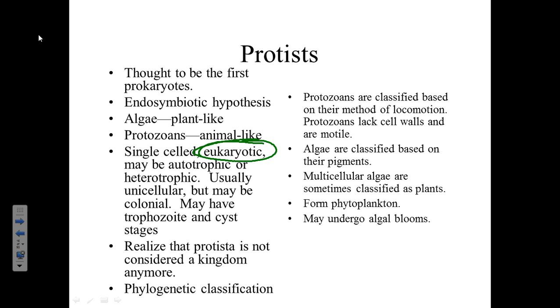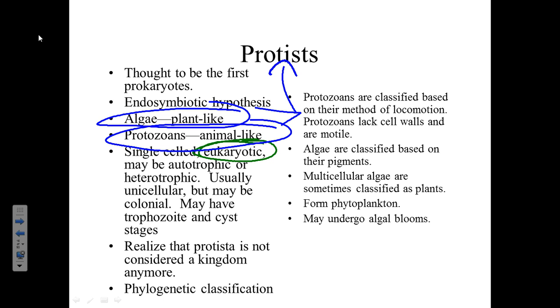Some of them are autotrophic, which means what? Make their own food. Literally, it means self-feeding. Some of them have to eat, though. Some of them are heterotrophic. Some of them have cell walls. Some of them don't. So they're very different. The plant-like ones we tend to call algae, and the animal-like ones we call protozoans. But they're both called protists.